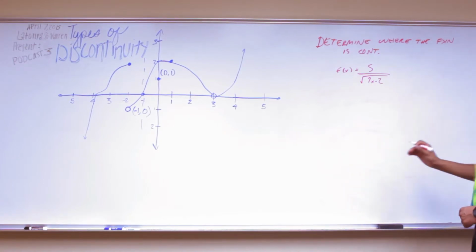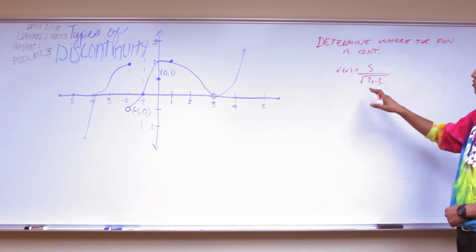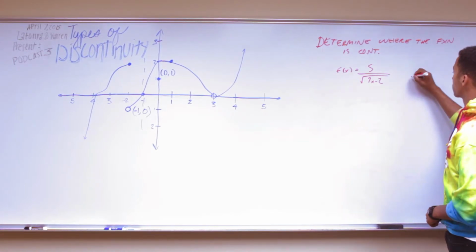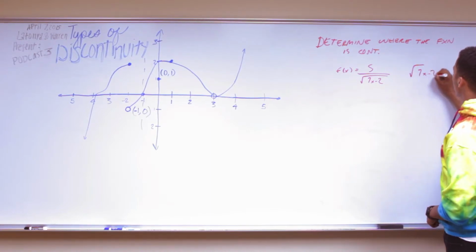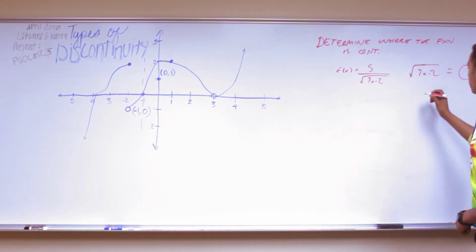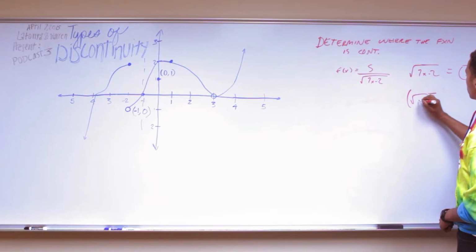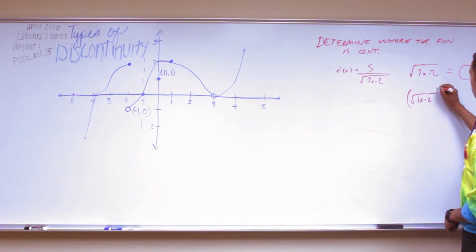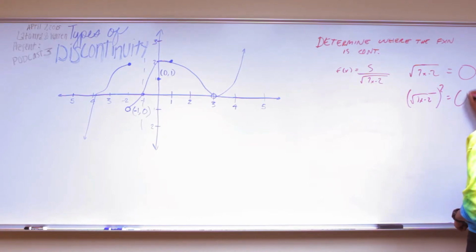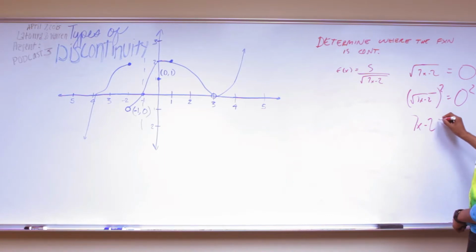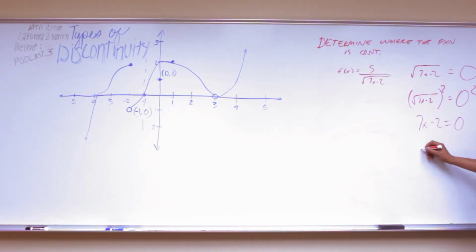We need to determine where the function is continuous for f of x equals 5 over the square root of 7x minus 2. So what we need to do is set the denominator equal to 0. So 7x minus 2 equal to 0. So we can square both sides. So the square root of 7x minus 2 squared equals 0 squared, which would be 7x minus 2 equals 0. So 7x equals 2, x equals 2/7.